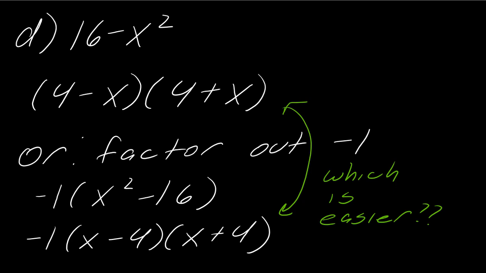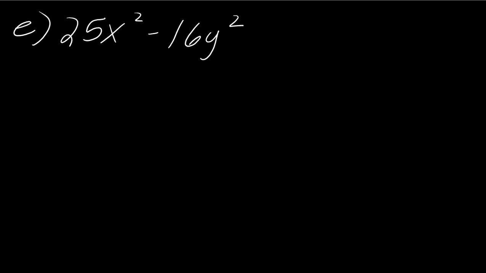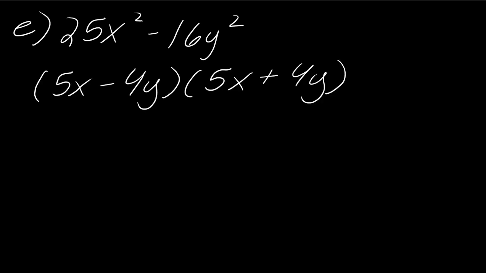Okay, so let's keep going. Next, I've got 25x squared minus 16y squared. I think you can do this. Pause here, give it a try, hit play when you're ready. Okay, so we've been using the same numbers over and over. This is going to be 5x minus 4y and 5x plus 4y, right? So we're just recycling that, but we're now tweaking it for these different variables and different placements of the numbers.